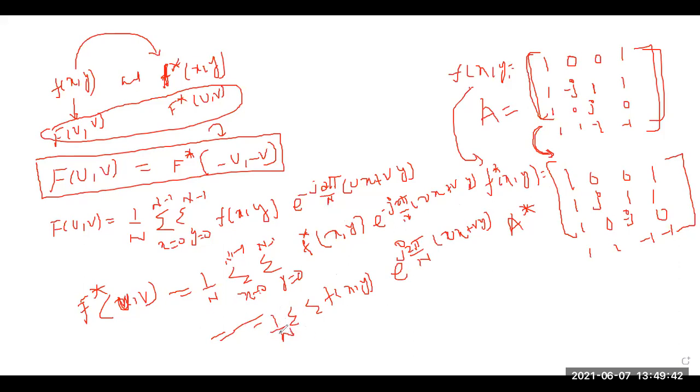Now if I interchange, suppose now if you find f star of minus u comma minus v, what will happen? Originally it will be summation 1 upon n, summation x and y equal to 0 to n minus 1. Now this will be the original f of xy, e to the power of j 2 pi by n, of y minus ux minus vy.